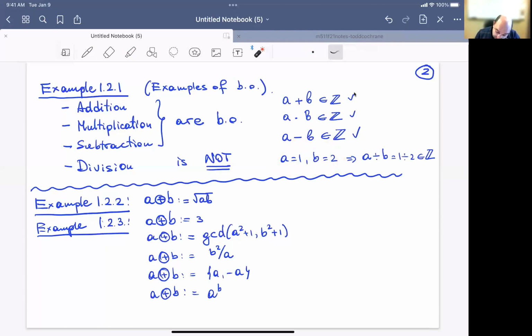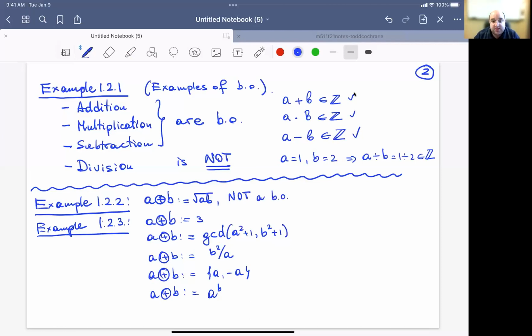Next, here are some more examples, and we'll have to see again whether they're binary operations or not. In this example, I define a function a ⊕ b to be the square root of ab. And this is again not a binary operation.